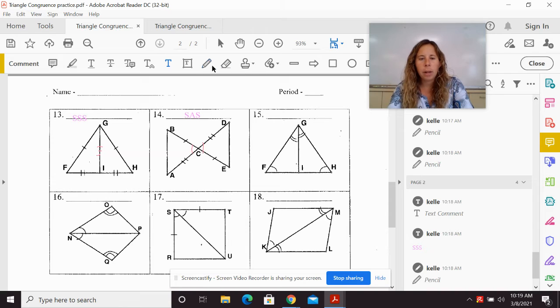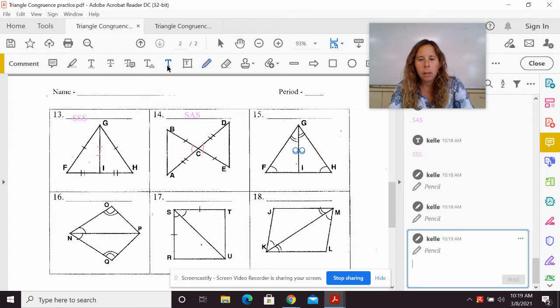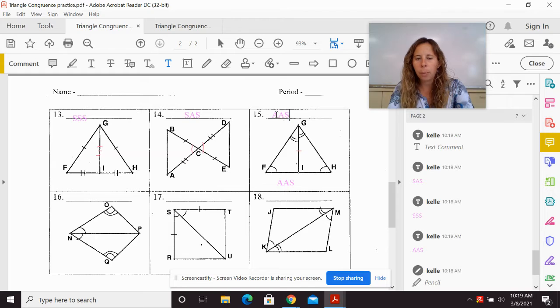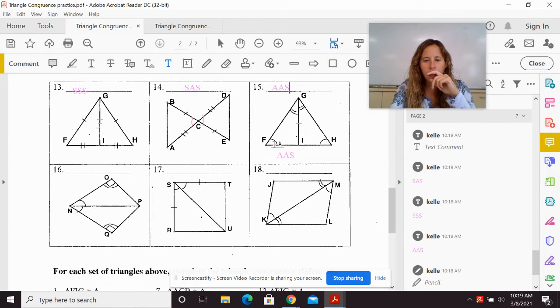Number 15, draw in your congruency mark on your shared side. So then I have angle, angle, side. Angle, angle, side. And that is one of them. So we're congruent by angle, angle, side. Or if you do it over here, angle, angle, side.